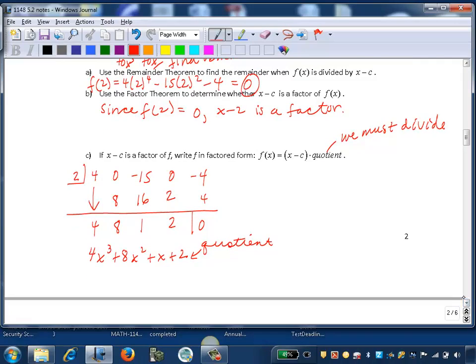So then finally we can write f of x as a product. So we can say f of x is equal to the product of x minus 2, and the quotient, which we just found, is 4x cubed plus 8x squared plus x plus 2.